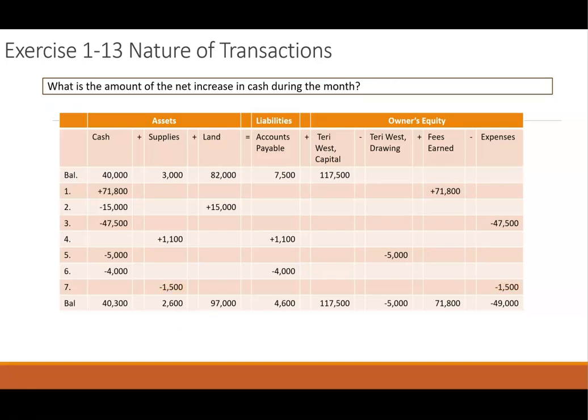Okay. What is the amount of the net increase in cash during the month? Do you see how it started at 40,000 and it ended at 40,300? So our increase during the month is $300 in cash. What is the amount of net increase in owner's equity during the month?